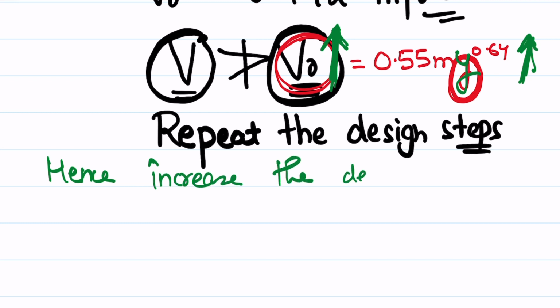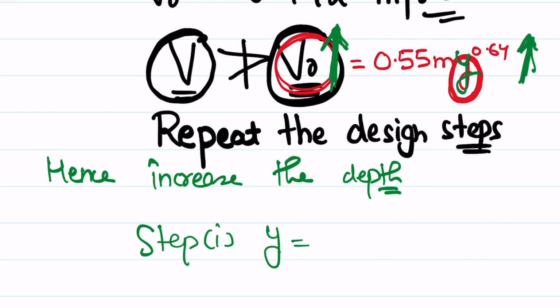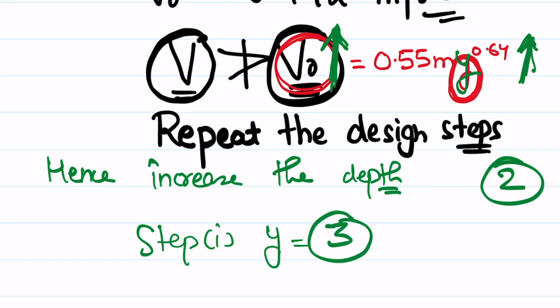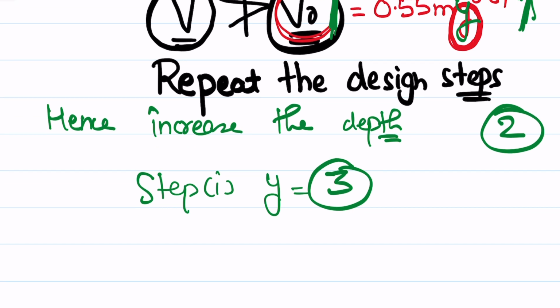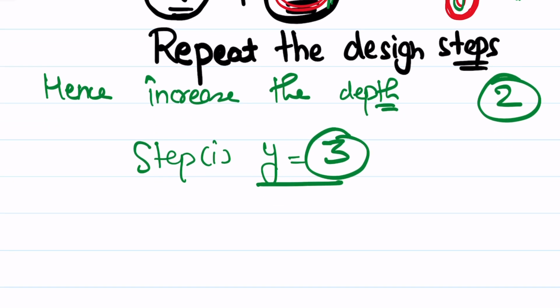Increase the depth. And then we have to again go to step one by considering a new trial depth. The first trial depth that we considered was 2 meters. So now we can consider it to be 3 meters, and then redo the question. I'm not going to repeat the question again.